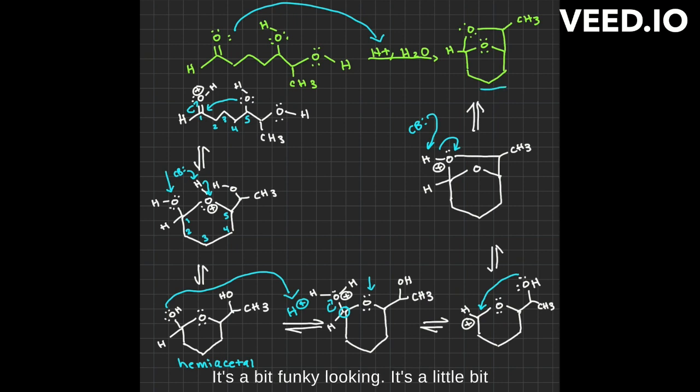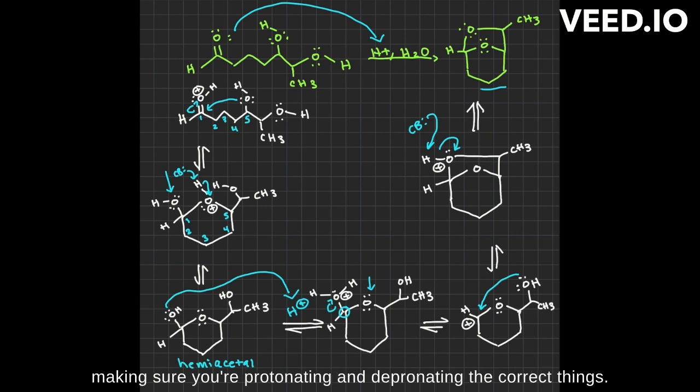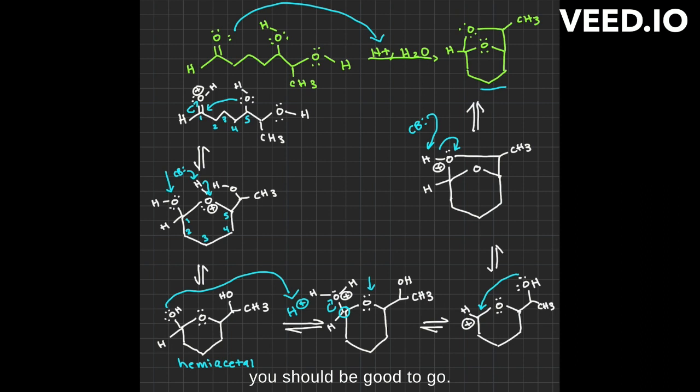It's a bit funky looking, it's a little bit scary, but you should be able to do it as long as you're very careful with your steps and you're making sure to count your carbons and making sure you're protonating and deprotonating the correct things. So as long as you're able to form those patterns in your head and differentiate this mechanism from the carboxylic acid derivative mechanisms and all those things, you should be good to go.